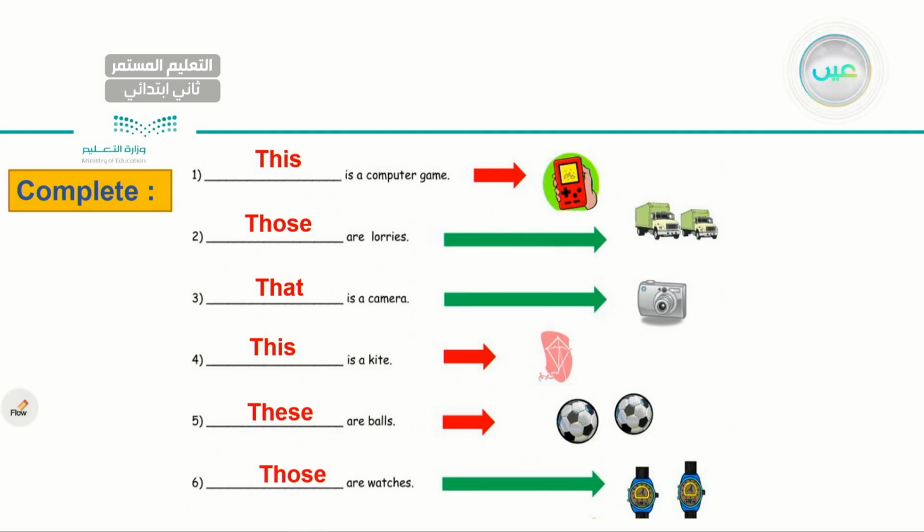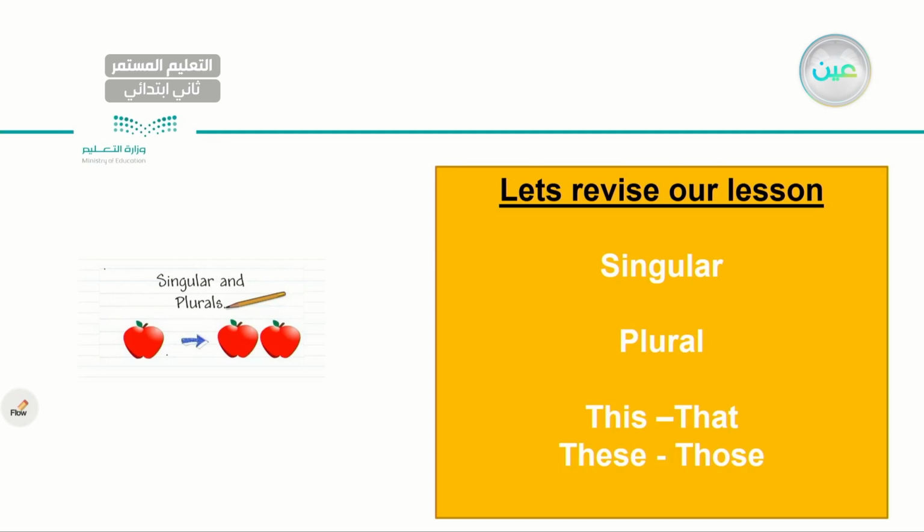So let's read. This is a computer game. Those are lorries. That is a camera. This is a kite. These are balls. Those are watches. Very good.